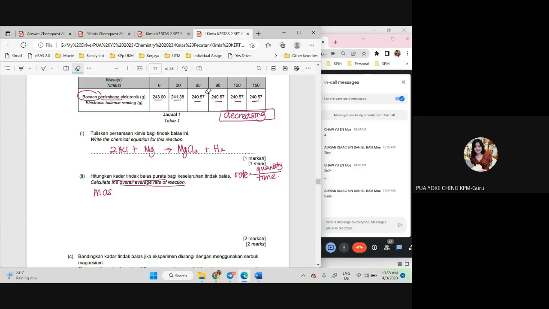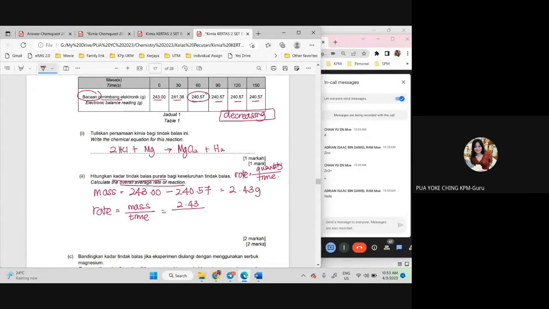So how you calculate the mass? Ambil yang tinggi ni, which is your 0 second, 243.00, tolak 240.57. This is already constant, which is 240.57. Then you will get 2.43 gram. Okay, this is to calculate the mass. So what is your rate? Rate equal to mass over time. Mass you dah kira 2.43 times saja you tak tahu.